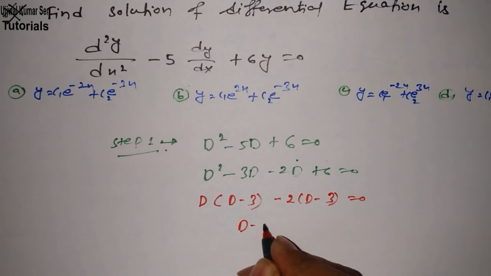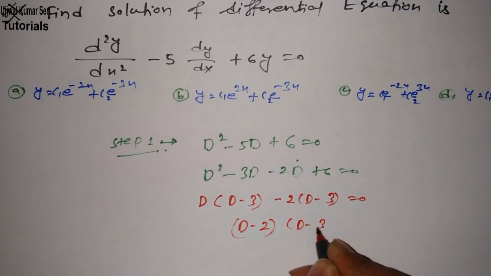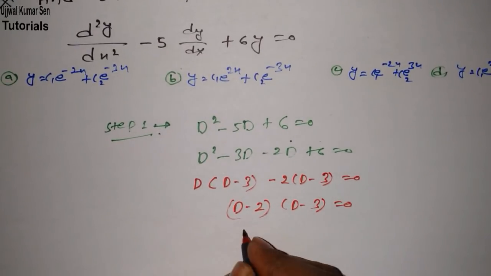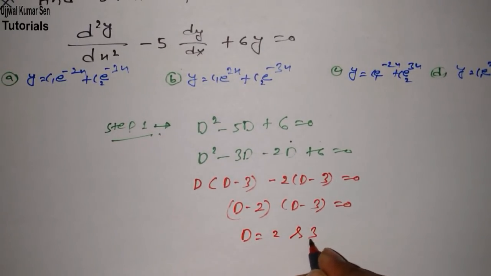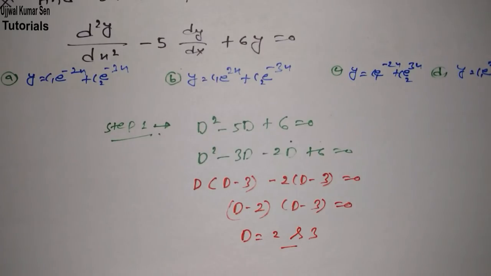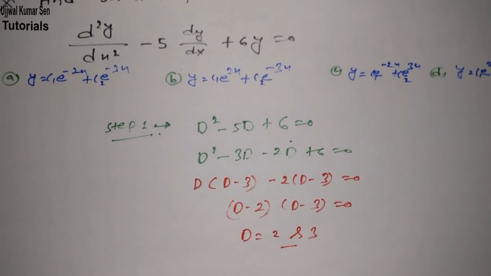So we can write (d minus 2)(d minus 3) is equal to 0. Therefore we can write d is equal to 2 and 3. So if we compare with my concept x1, x2, here what we got is x1 is equal to 2 and x2 is equal to 3. And what I said, we are following case 1.